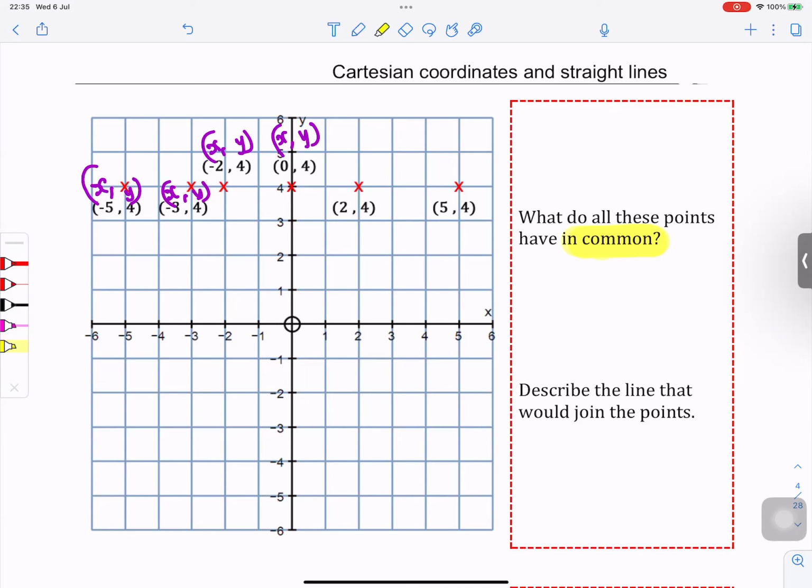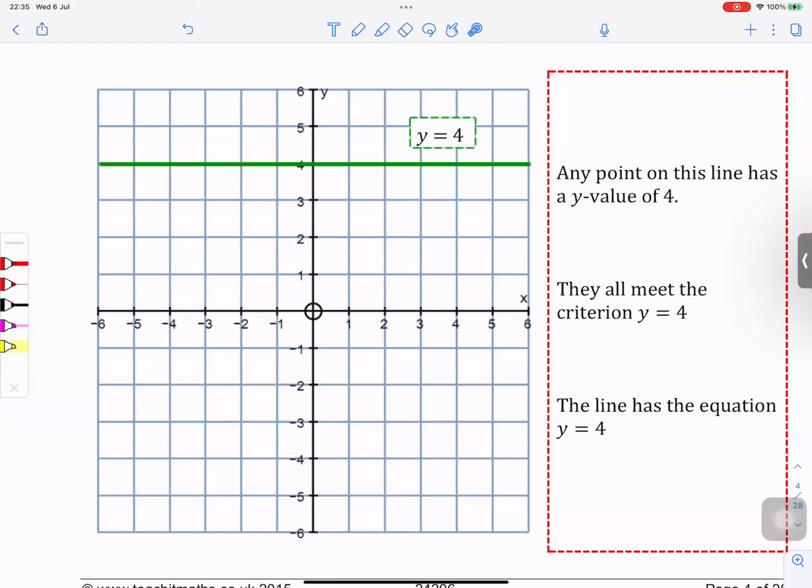Let's put some colors on it to see. 4, 4, 4, 4, 4, 4. The value for y is all 4. And the next thing is, can you describe the line that would join the points? Any point on this line has the y value of 4. They all meet the criterion y equals 4. So the line has equation y equals 4.